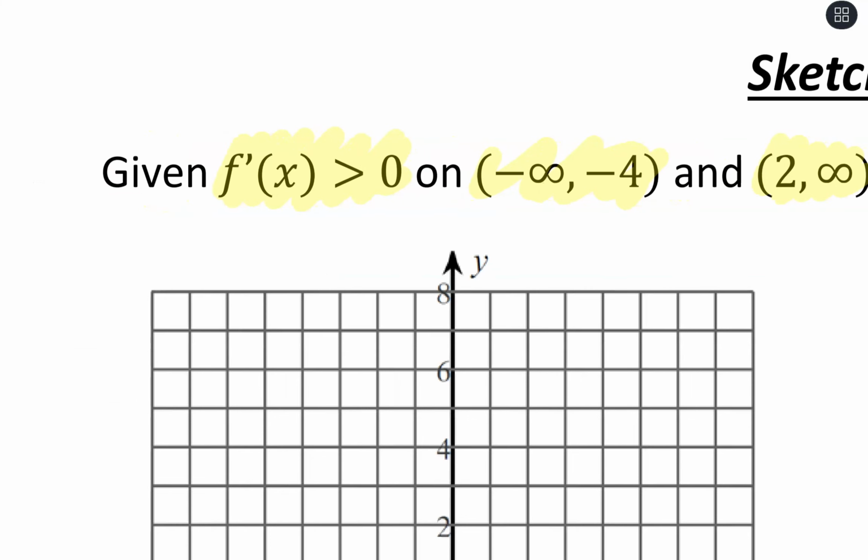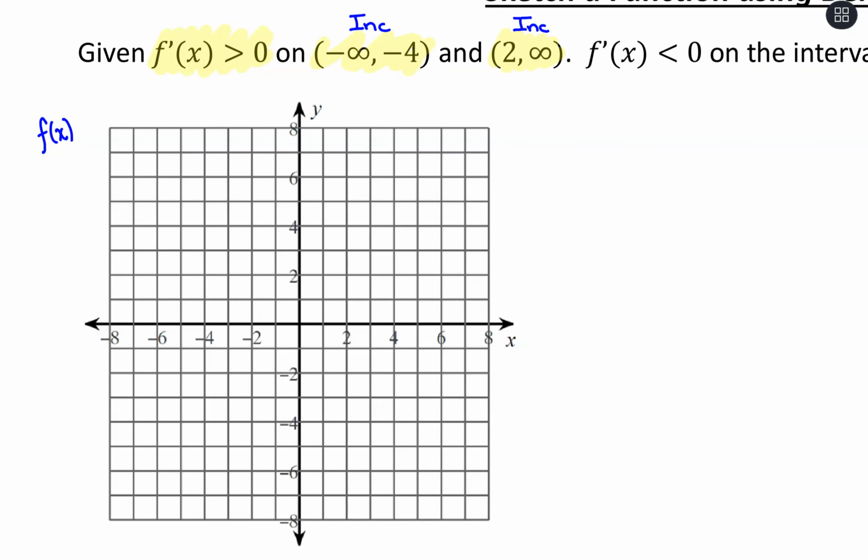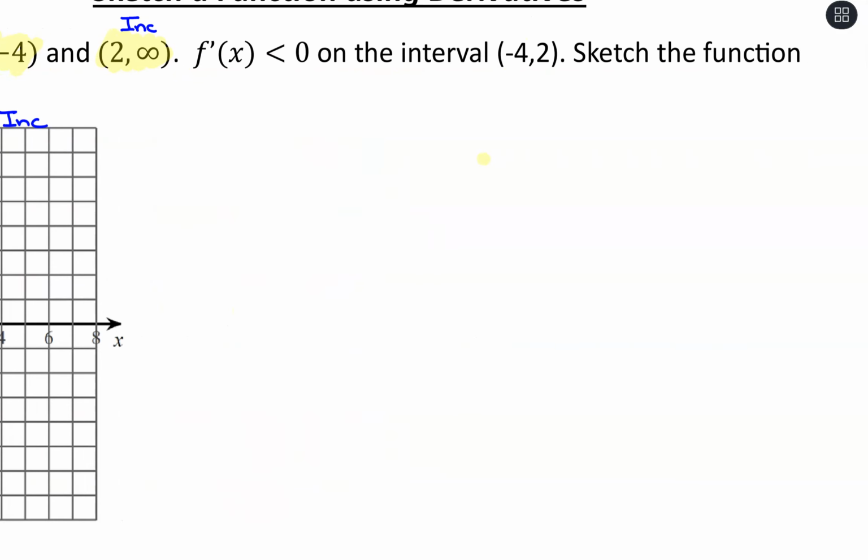So what this tells me is if I'm graphing f of x right here, what this tells me about f of x is that we are increasing on these two intervals. So what I'm going to do is just kind of draw these changing points. So negative infinity to negative 4, and then 2 to positive infinity. And what they're telling us is over those intervals, we are increasing and increasing over here. We don't know what's happening between negative 4 and positive 2 yet.